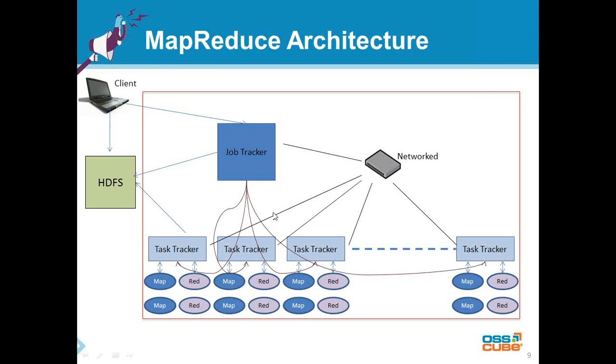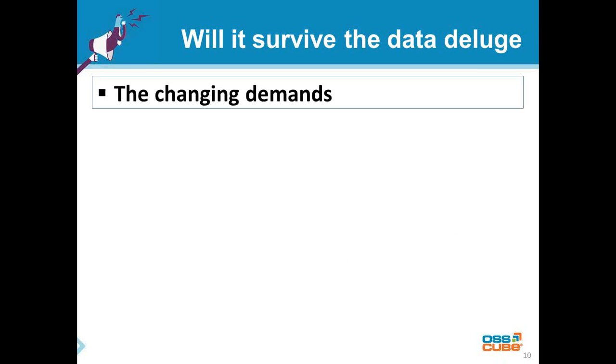But will it survive the data deluge? Why is this question coming in the first place? Because the demands are changing, right? If you see MapReduce very closely, it is a batch-oriented system. When you run your job, it has to initiate the map task on each individual machine. It has to find out which machines are available. It has to monitor. It has to do the shuffling. It has to aggregate, run your reducers. So it has some lead time.